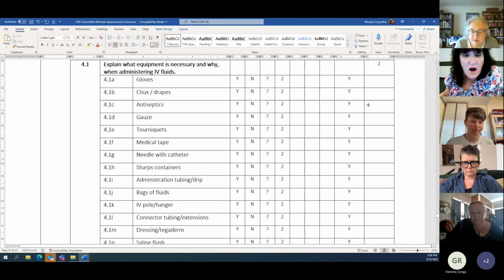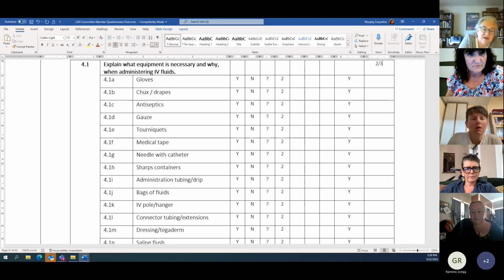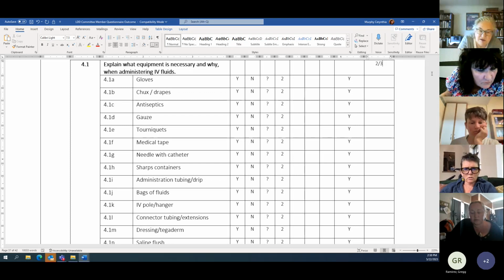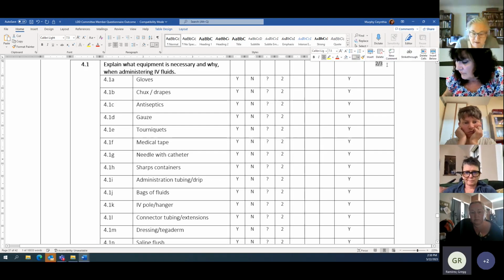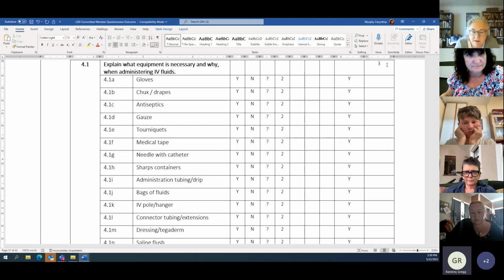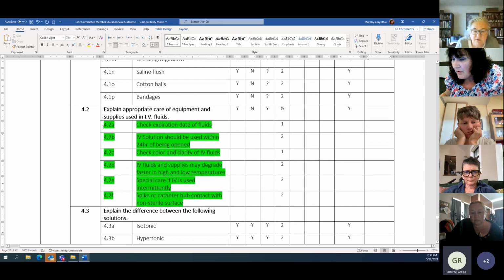Thoughts? Do we want to leave it as a 2/3 and see what we can come up with? Or do you think we need it at all? I'm hearing Colleen say she doesn't think we need it at all. If they can do the skill, they've got the stuff, they know what they need. I'm in agreement with that. They can do the skill. Okay. Appropriate care.